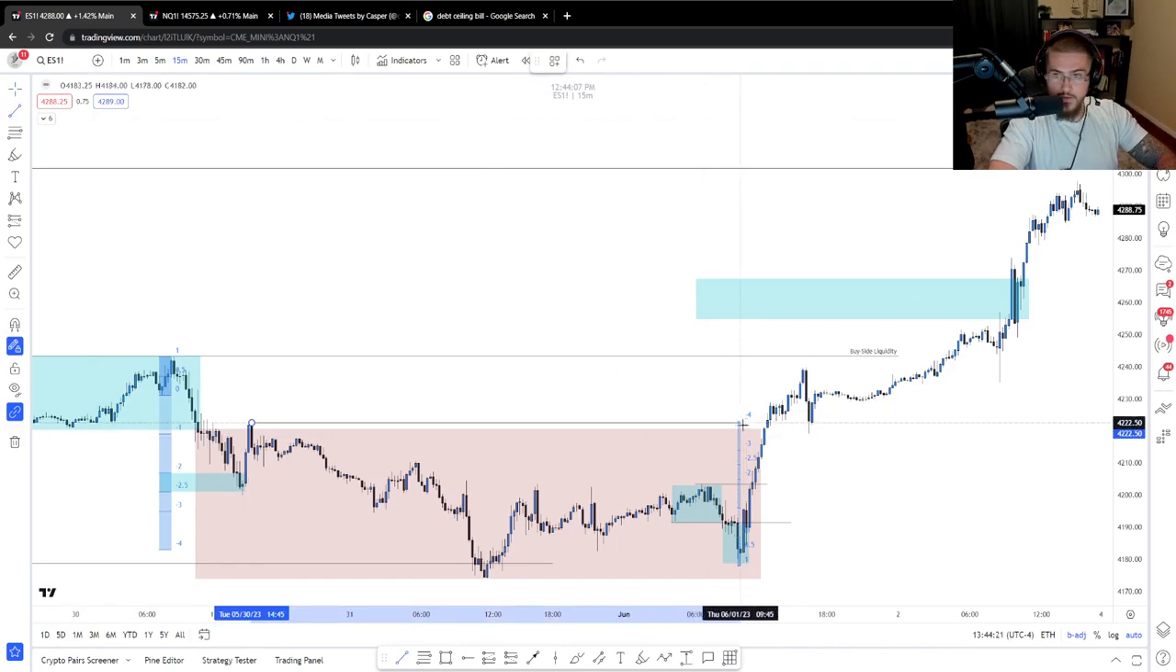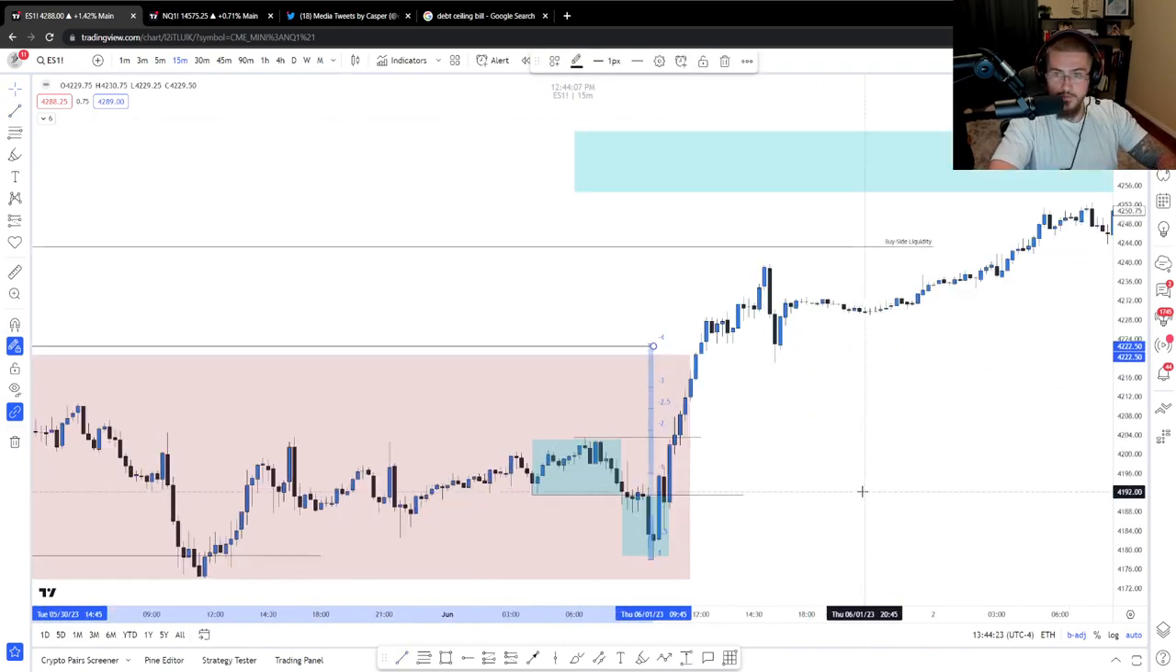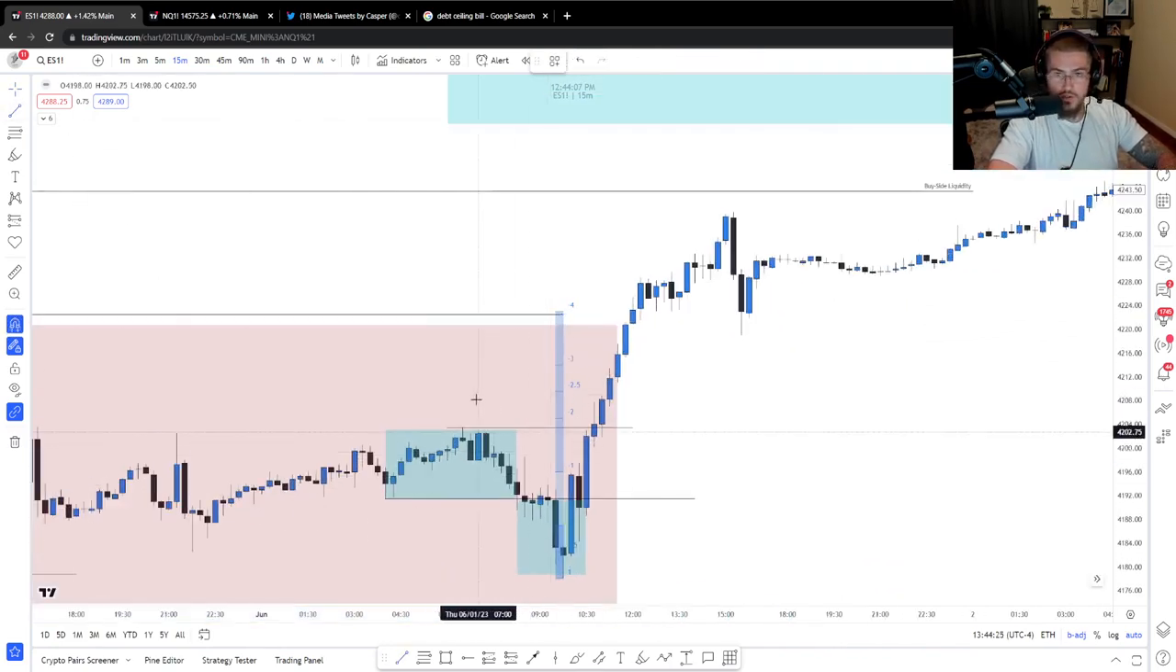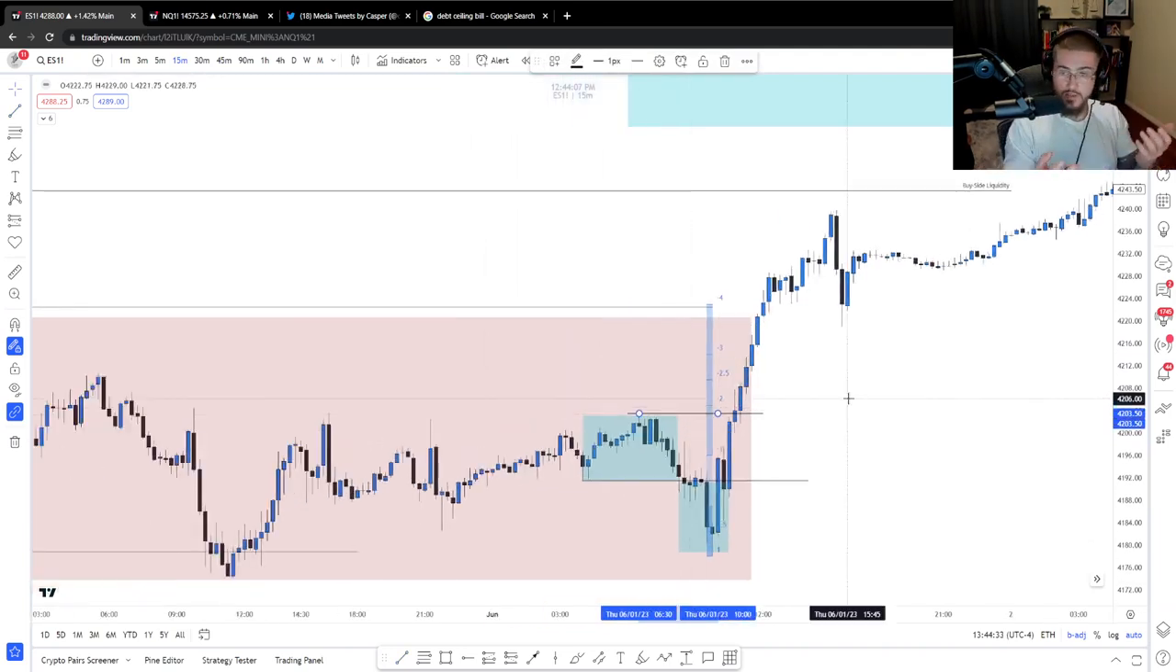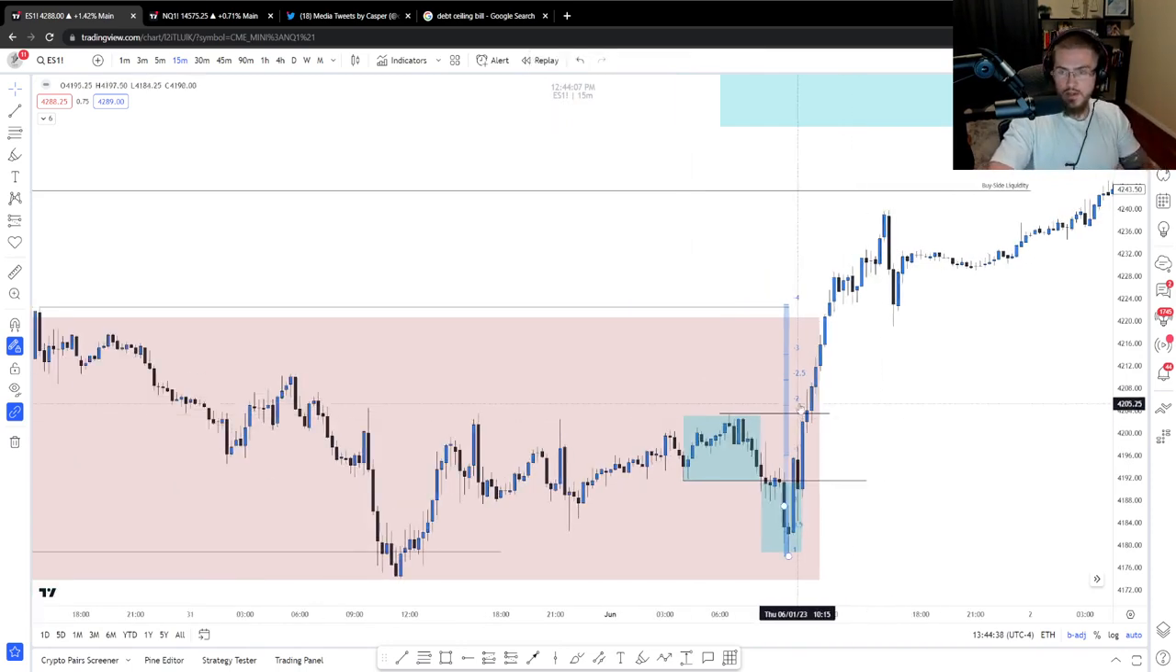You could target this high over here because it's lining up with that 4th standard deviation. For a more conservative approach, you would just target the highs of the little accumulation before, or any other areas around that 2 to 2.5 standard deviation range. And you can also use lower time frame structure to do this. But this is how I would do it.